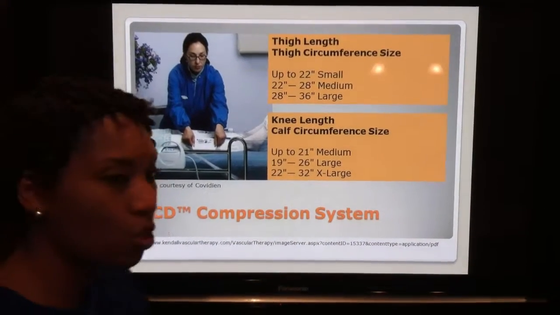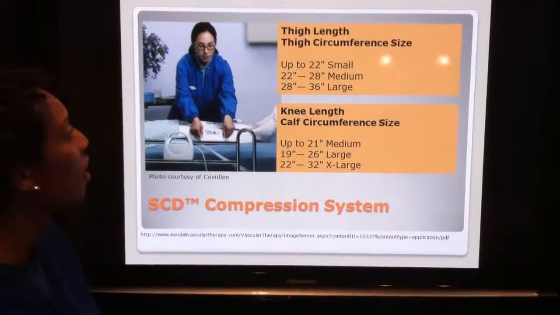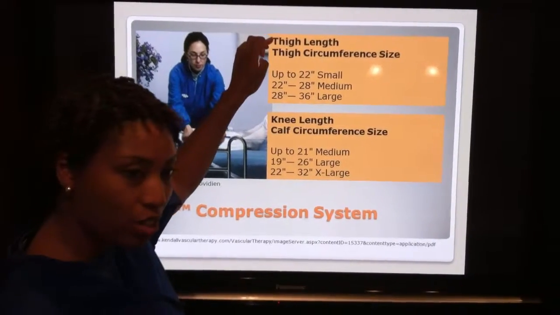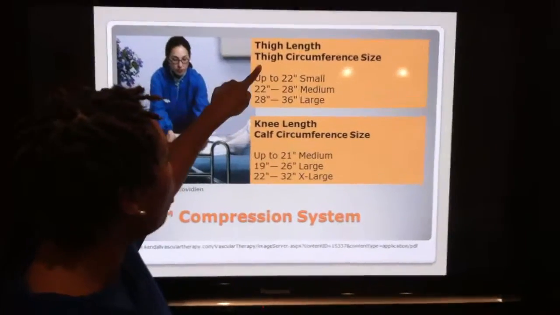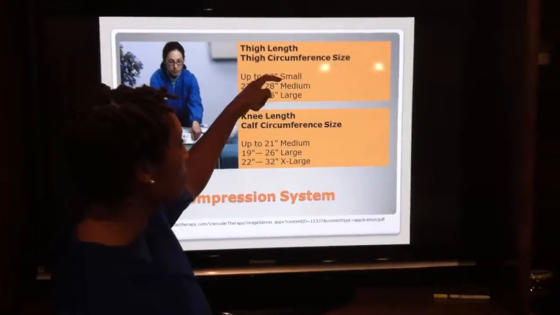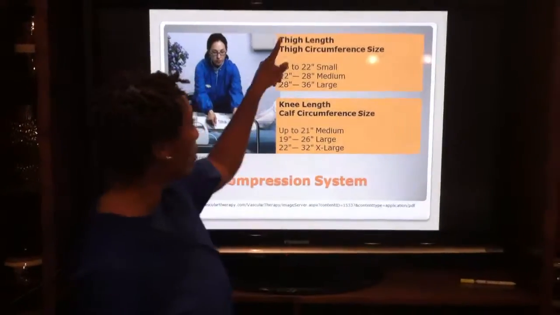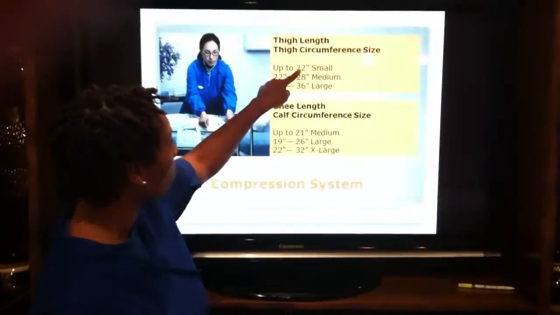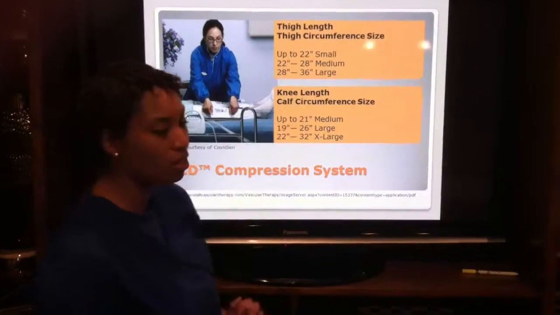Now, how do you measure a patient for placement of sequential compression devices? You have thigh length compression devices and you have knee length compression devices. For thigh length, you use your thigh circumference to properly fit the patient for a small, medium, or large. You would take a measuring tape and measure the circumference of the patient's thigh. If their thigh is up to 22, you use small, 22 to 28 is medium, 28 to 36 is large.